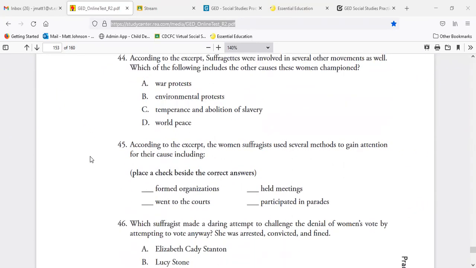45, then, according to the excerpt, the women suffragists used several methods to gain attention for their cause, including which of these? So this would be a check mark here, right? We place a check beside the correct answers.